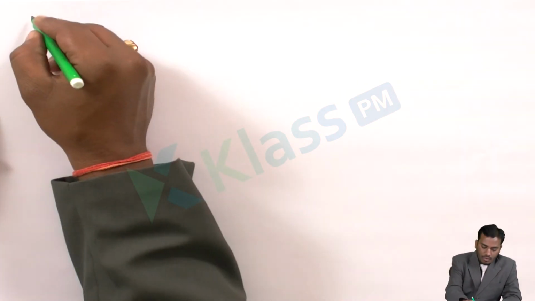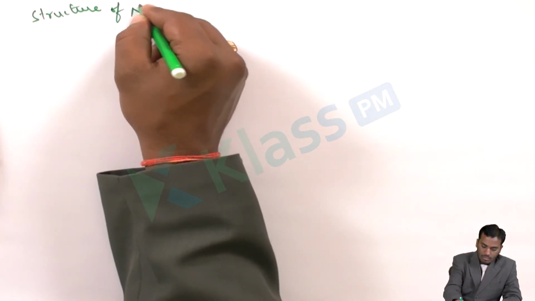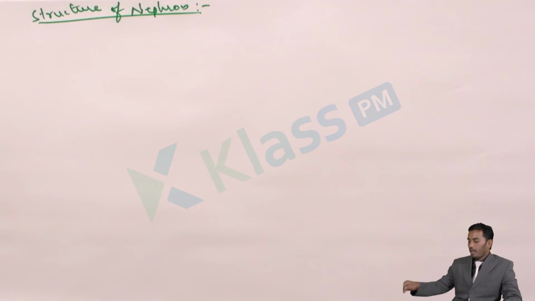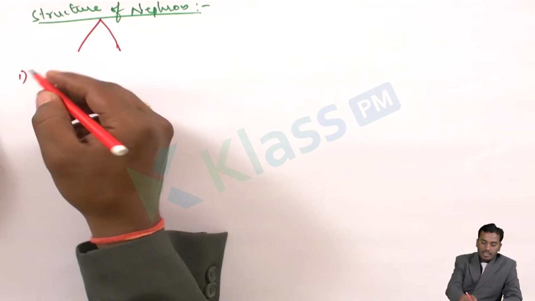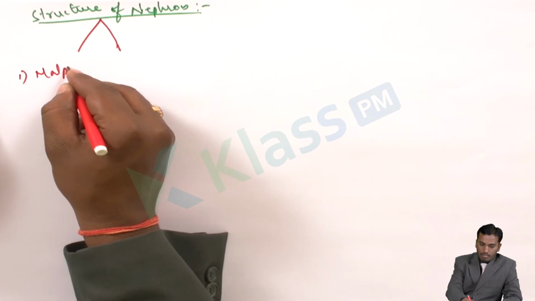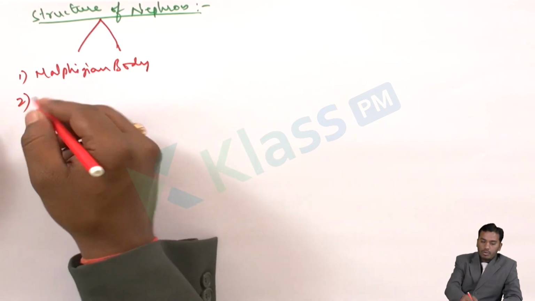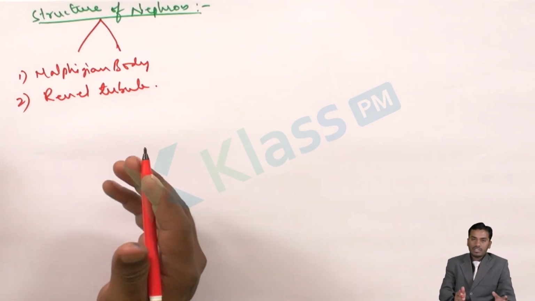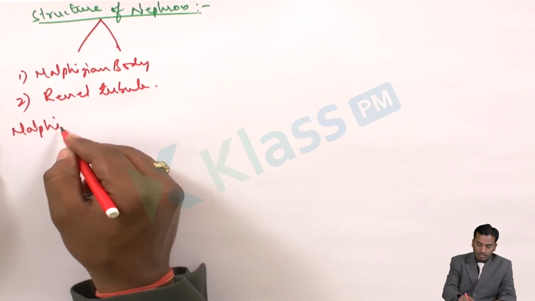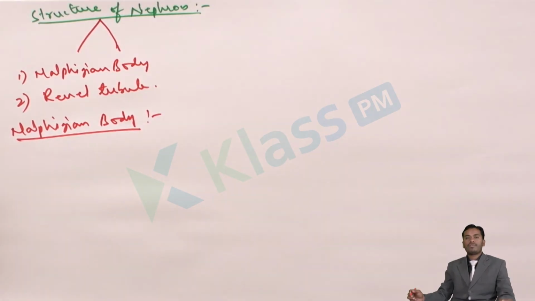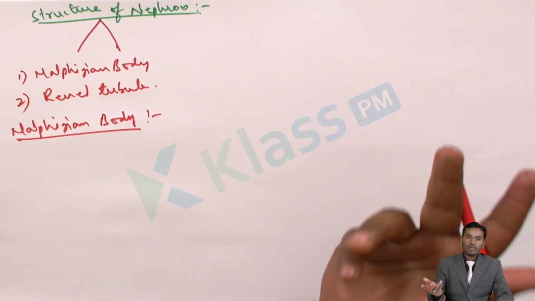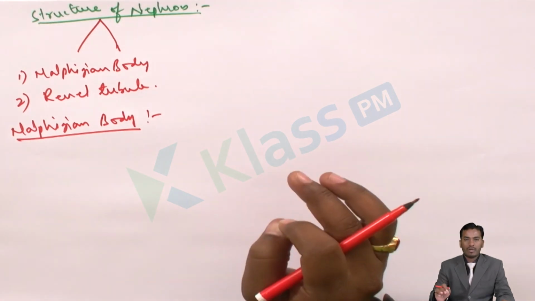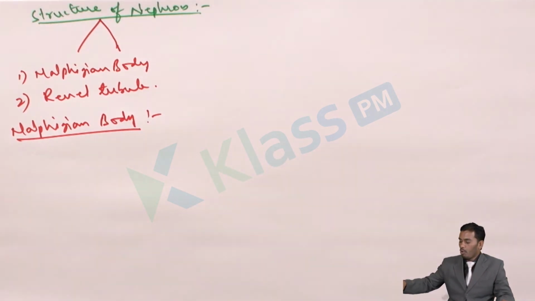The structure of the nephron. Each nephron has basically two parts. One is the Malpighian body and two is the renal tubule. So what is this Malpighian body first of all? The Malpighian body is made of two things. The one is a blind cup-shaped end of the nephron, which we call Bowman's capsule.